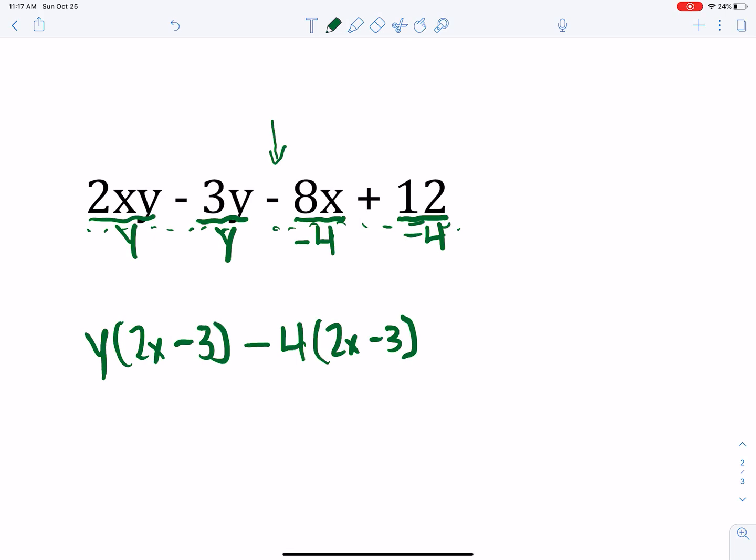And look, we're lucky. The parentheses is the same in both parts. So I put that parentheses at the front. From my first group, I have a y. From my next group, I have a minus 4. So 2x minus 3 times y minus 4 would be the answer. Practice this factoring by grouping, remember, which is what you use when you've got 4 terms. It will make something we're doing later on much easier if you get good at this.